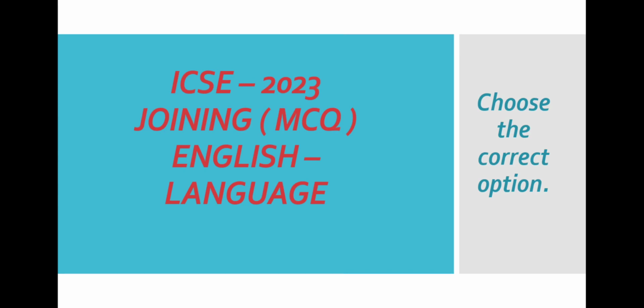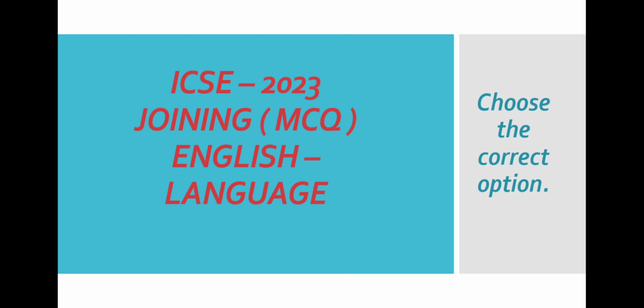Today my topic of discussion is joining sentences. Joining sentences is a topic of the ICSE exam 2023. This time the pattern is a little different. You are going to get four options, and you have to select the correct option. Clear? I hope you all know the rules. You have to join the sentences without using and, but, or so.